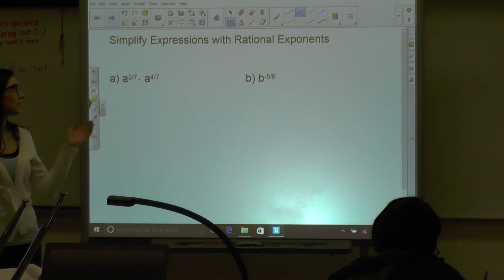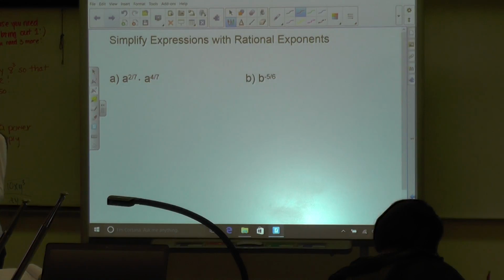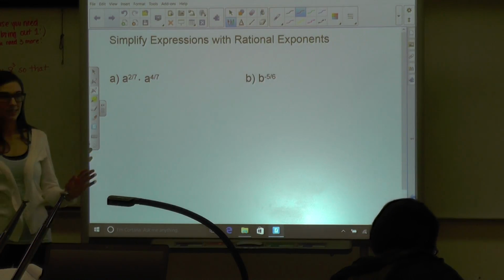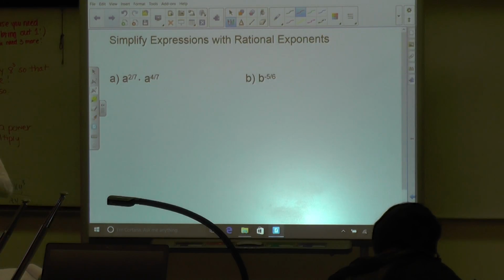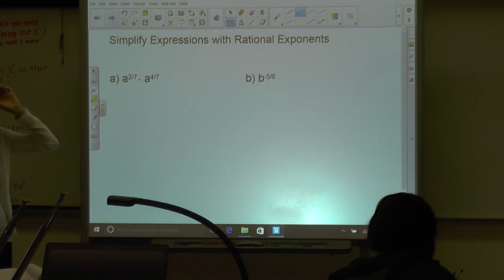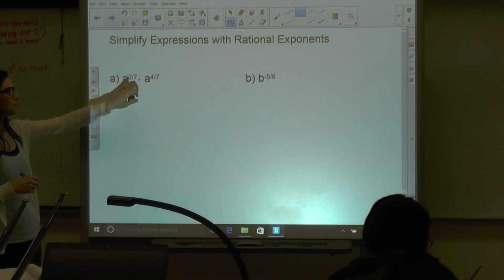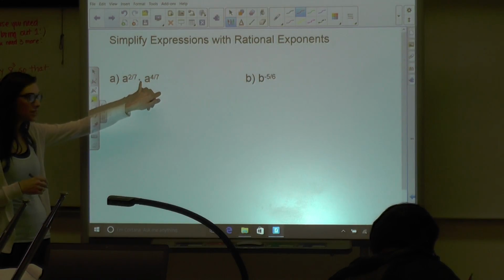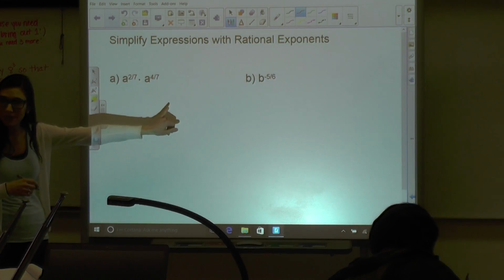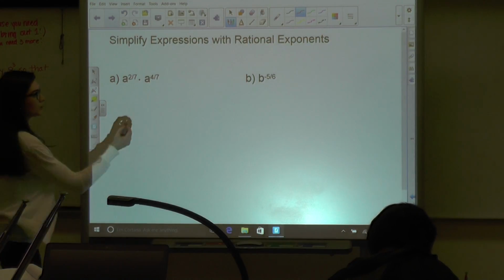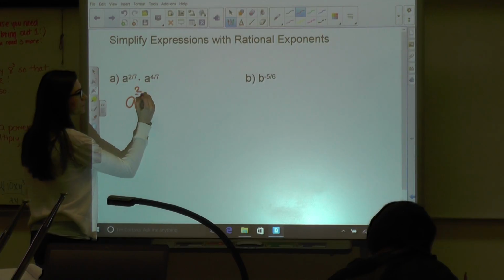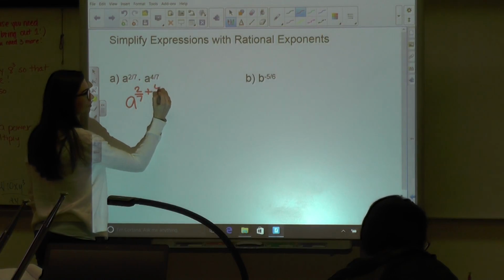then it was a to the power 2 times a to the power 4. And then you'd say 2 plus 4 is 6, your answer is a to the power 6. Now instead we've got our fractions, so it's not going to be much different. This is a multiplication sign, so power times a power, so you do what? You add. This is a to the power 2 sevenths plus 4 sevenths.